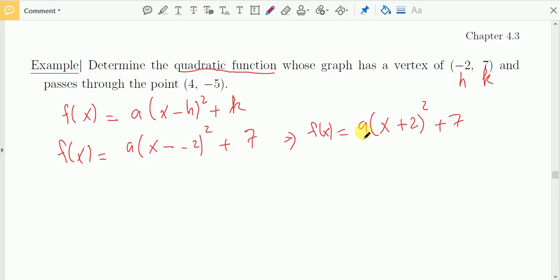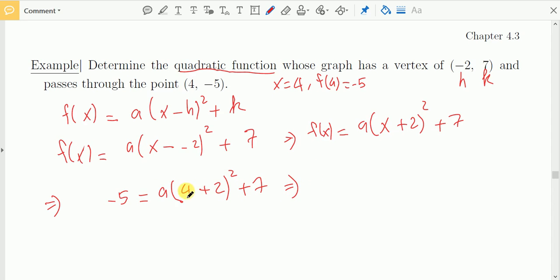In order to find a, we need to use the point, because this function passes through the point (4, minus 5), meaning that x equals 4, then f of 4 is minus 5, right? 4 gives you minus 5. Now therefore you have to plug into here, x is 4 and f of x is minus 5, to solve for a. So minus 5 equals a times (4 plus 2) squared plus 7. Then you can solve for a.